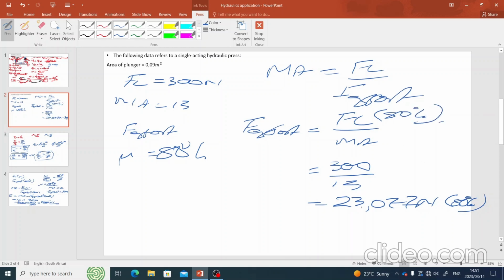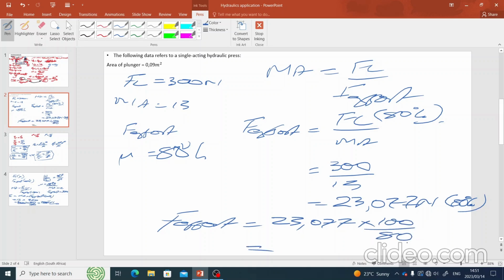It has assumed that 80%. Now we then have to step this answer up to 100%. Therefore, our F effort would be 23.077 multiplied by 100 divided by what? By 80. Then we would have stepped it up, multiplied by 100 divided by 80. Then our answer is 28.846 newtons. You can tell that we have stepped up this answer to 100%.